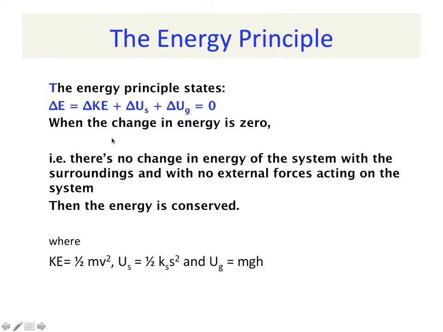The energy principle states that the total change in energy is equal to the sum of the change in the kinetic energy, the change in the potential spring energy, and the change in the potential gravitational energy. When the change in energy is zero, then the energy is conserved. That means there's no change in the energy of the system with the surroundings and with no external forces acting on the system.